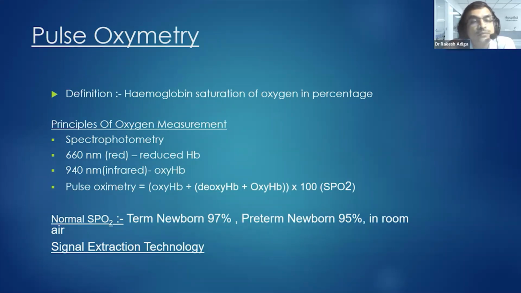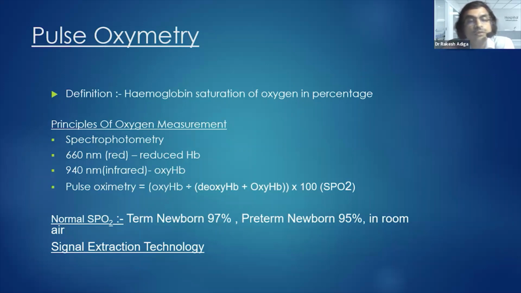nanometer, which is absorbed by reduced hemoglobin. And the transducer also emits infrared rays, that is 940 nanometer, which is absorbed by oxyhemoglobin. This in turn is sensed by the sensor in a pulse oximeter, and this is interpreted by the software inside the pulse oximeter using the calculation: oxyhemoglobin divided by deoxyhemoglobin plus oxyhemoglobin, times 100.